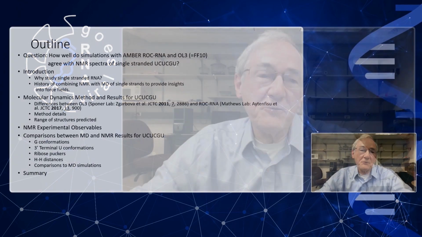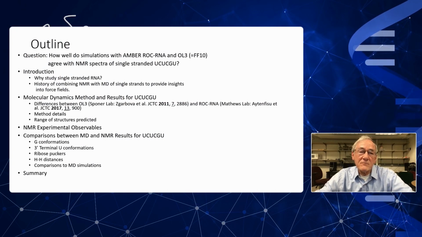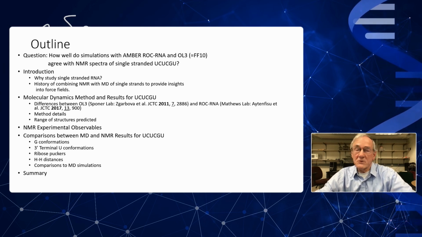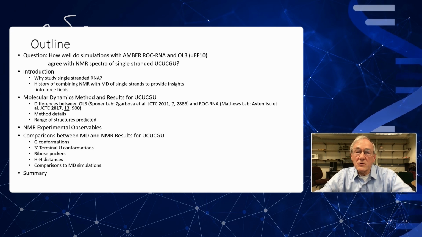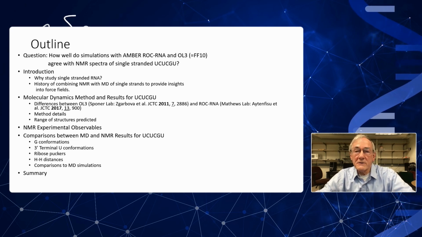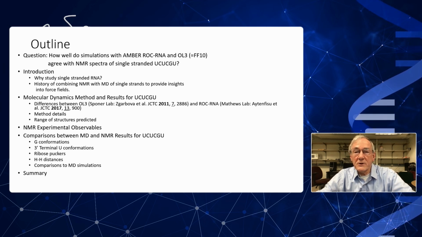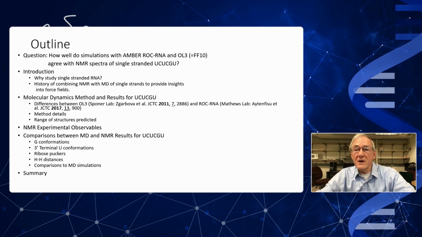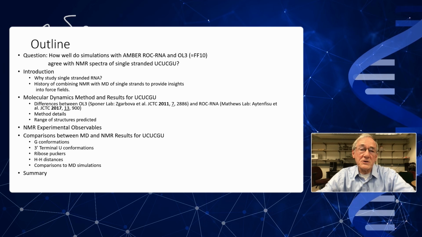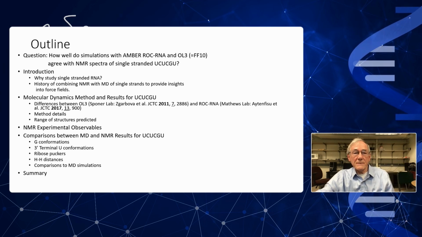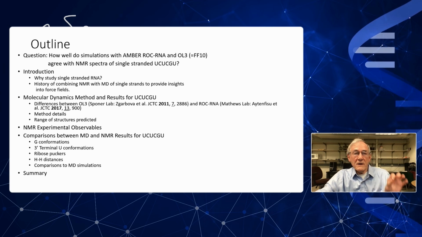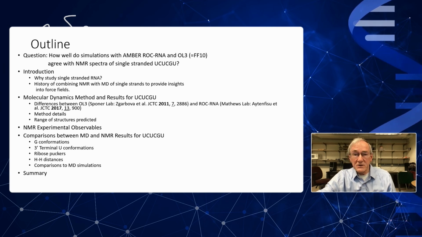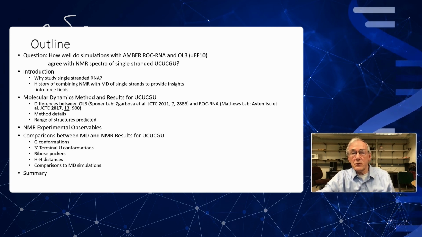So here's an outline of what I'm going to talk about. The question is, how well do simulations with two particular force fields, they're both part of what's called the AMBER set of programs. One is called ROC RNA, that was developed here in the Dave Matthews lab, and OL3, which was developed in the Czech Republic in the Sponer lab. Sometimes it's called FF10. And so the question is, can simulations without experimental data agree with NMR spectra, single-stranded, in this particular case, the hexamer UCUCGU.